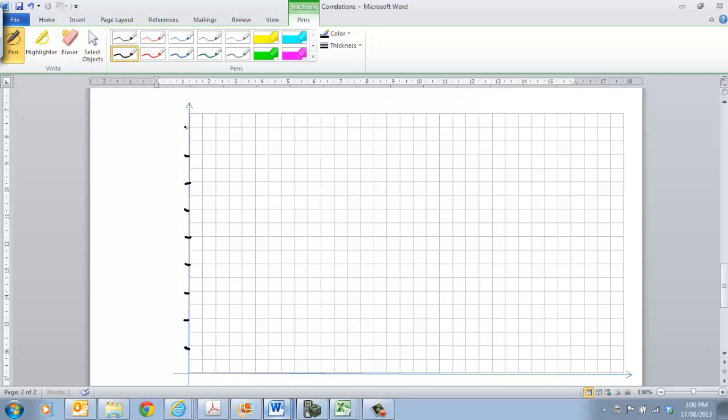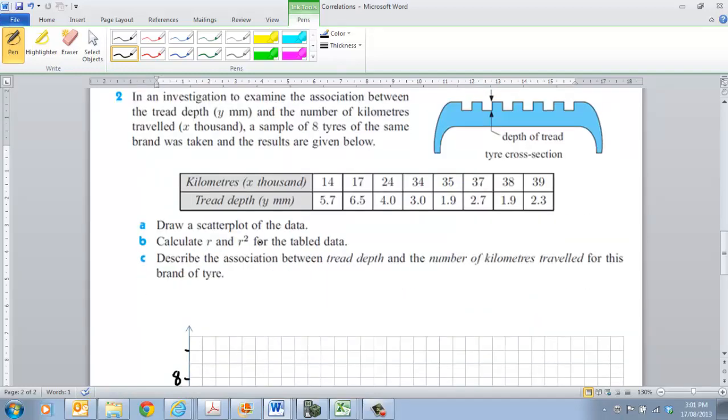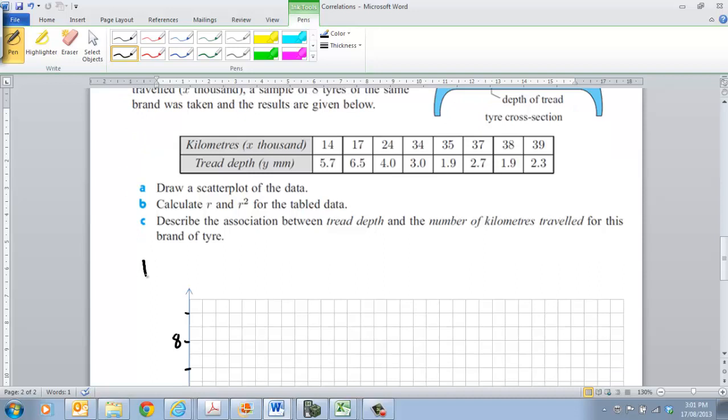Yeah, make sure I mark them all. So I might just go 2, 4, 6, 8. Now it's important you label your scale, so if you think about that again, what you're doing there. So those things represent the tread depth, so I can label that as tread depth, and you must put units there, okay? So that's in units of millimetres.